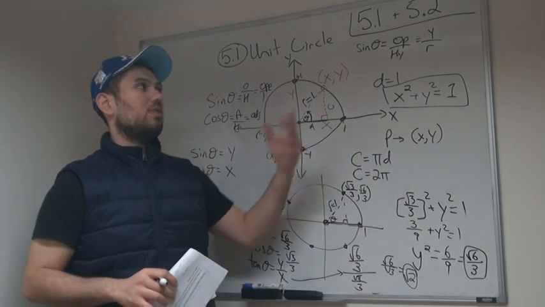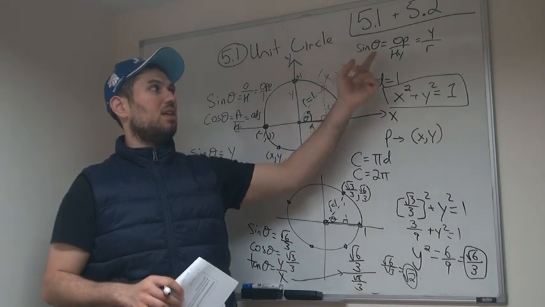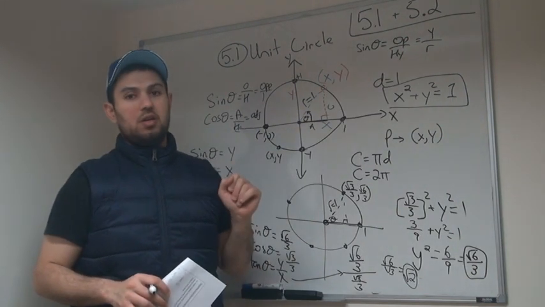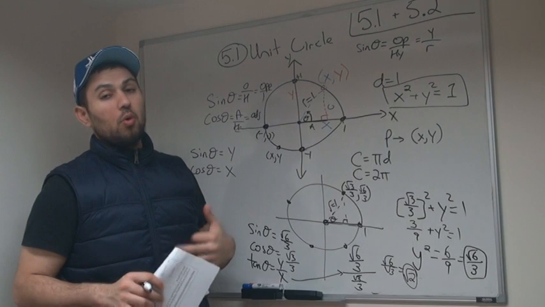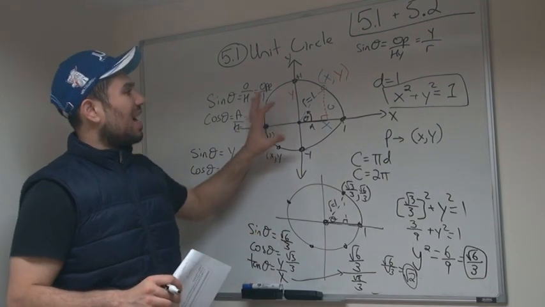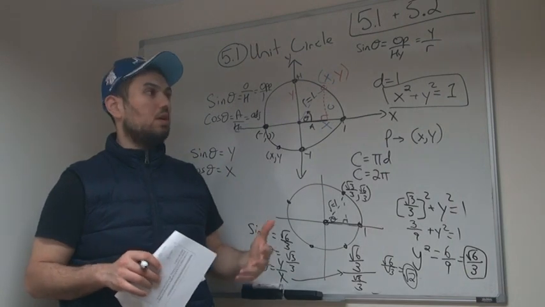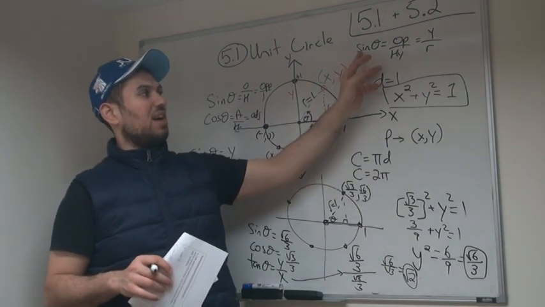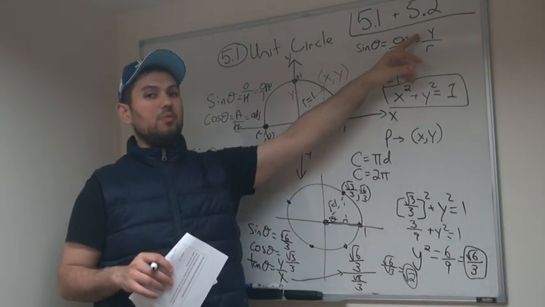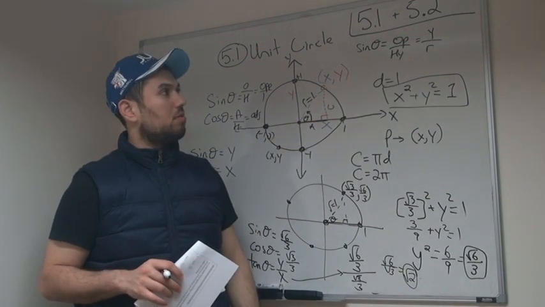The opposite is the y value, and the hypotenuse is the radius. So that's why 6.3 told you that the sine of theta is y over r, not just y over 1 or y. Because outside of the context of a unit circle, when the radius is not 1, you can't just say the sine of theta is y. The sine of theta would be y over r.